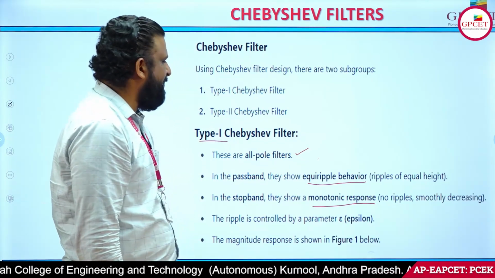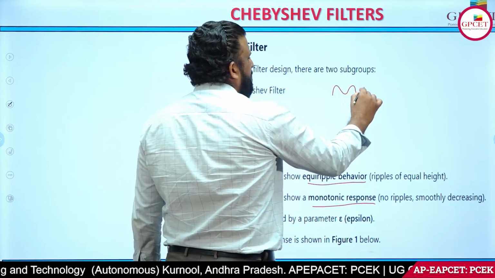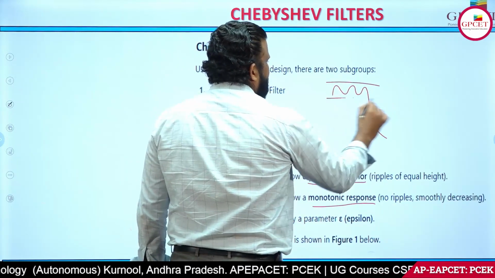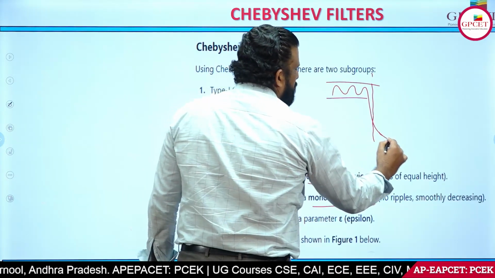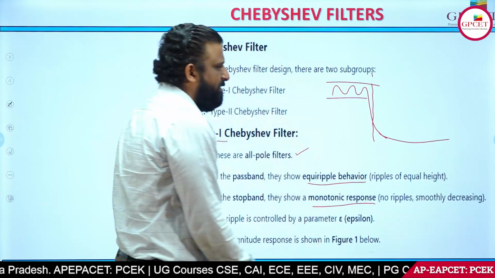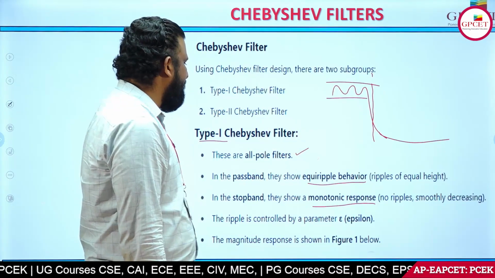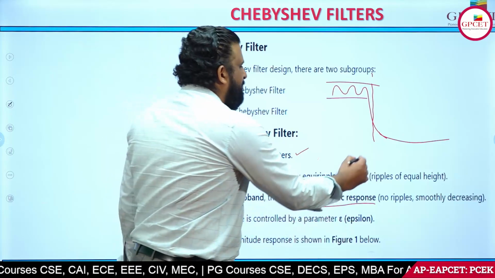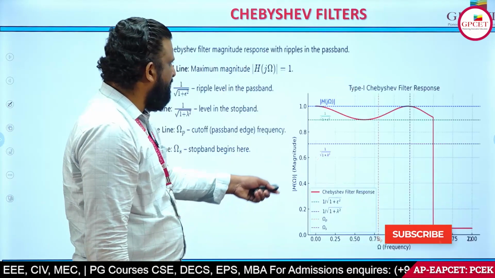What happens in the pass band? They show equiripple, that means it will be in the form of equiripples in the pass band. Whereas coming to the stop band region, it shows the monotonic response. That is, no ripples. The response will be flat. The ripple is controlled by a parameter called epsilon. Okay, so we'll see this in the form of a graph.